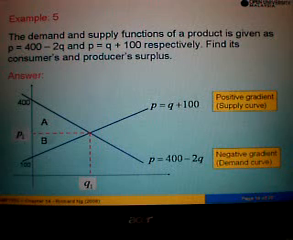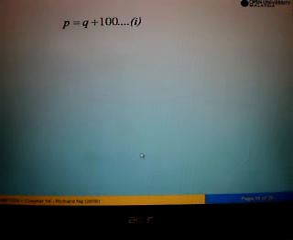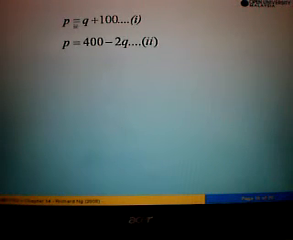and the producer surplus is denoted by area B. Okay, so in order to find this area, what we do is we take P equals Q plus 100 as equation 1, and then P equals 400 minus 2Q as equation 2. So we need to solve these two equations.